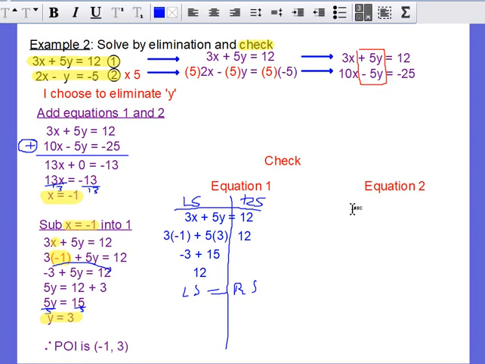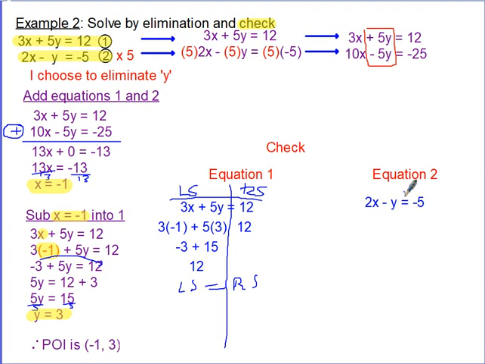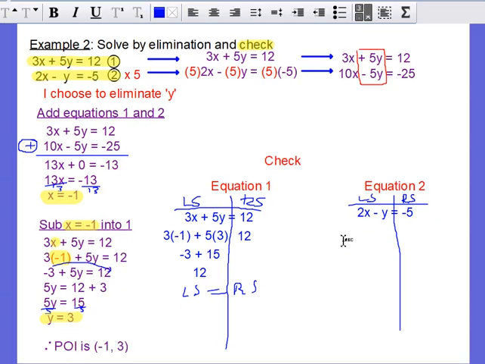Now, we have to also check equation 2. And I'm going to use the original here. 2x minus y equals negative 5. Here it is. And I'm going to split this equation up. This is the left side. This is the right side. So 2 times x, which is negative 1, minus y, which is positive 3. Okay, good. And we're hoping that this all equals negative 5. So we'll get negative 2 minus 3, which is in fact negative 5. So left side equals right side, and we're really happy about that.